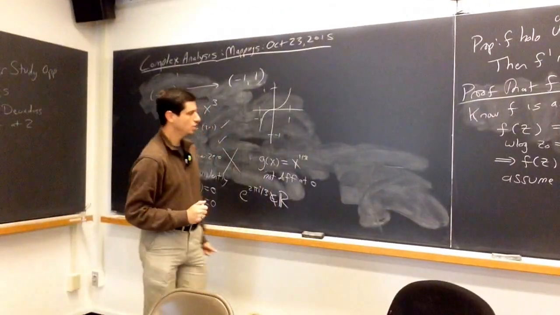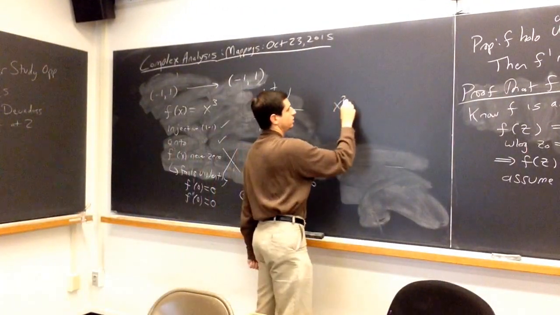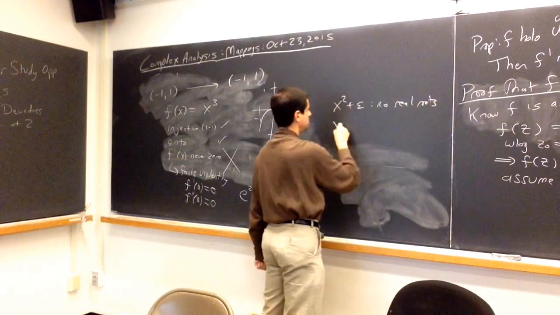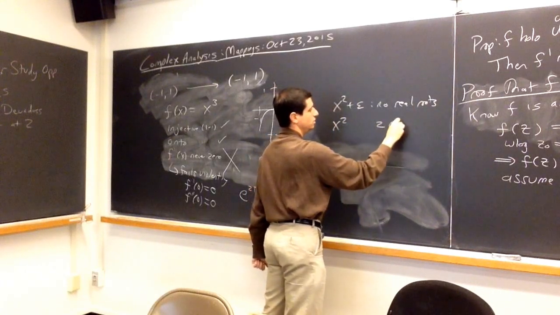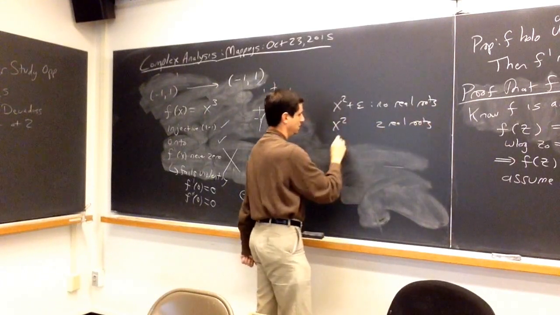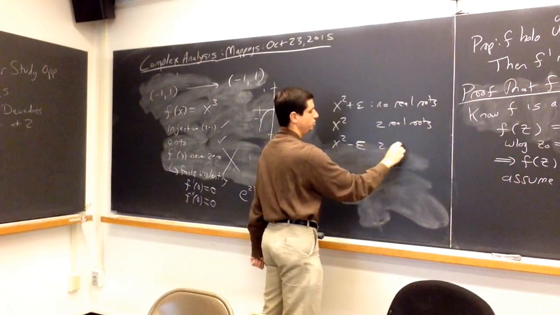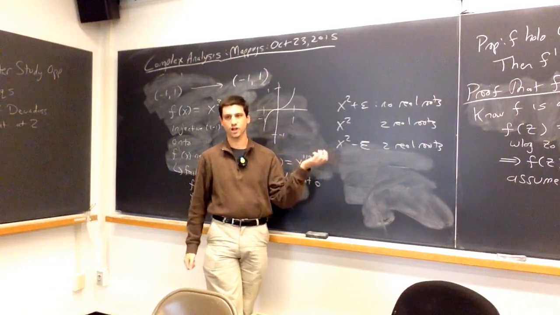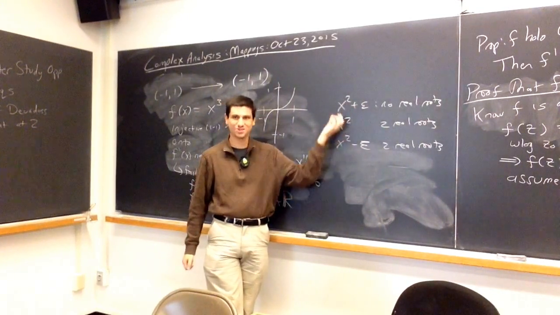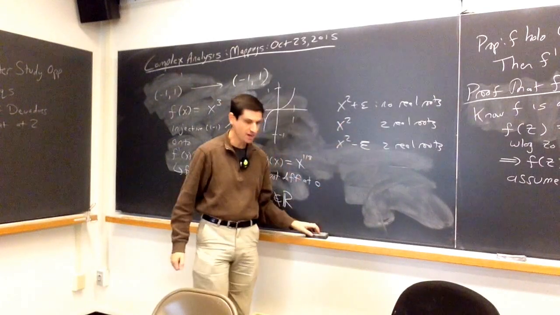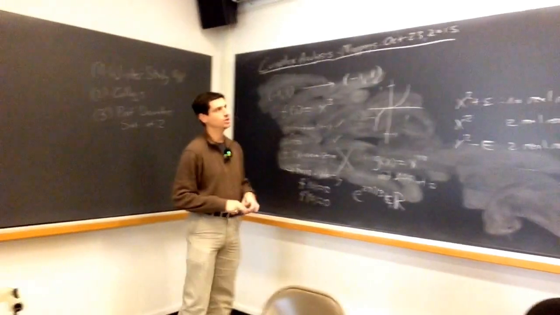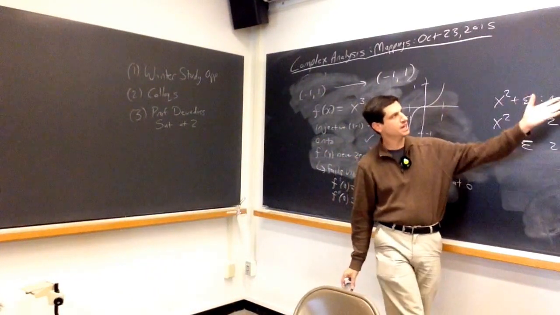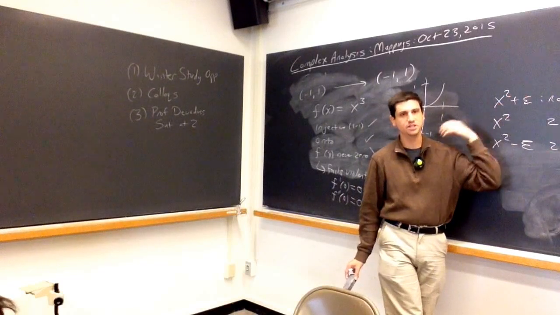And so the number of zeros: x squared plus epsilon, no real roots; x squared, 2 real roots; x squared minus epsilon, 2 real roots. The number of real roots will drastically change. Now, the number of complex roots will not drastically change. But there are issues when you restrict. Okay, so this is a really important property of these nice holomorphic maps from our open set to the image.